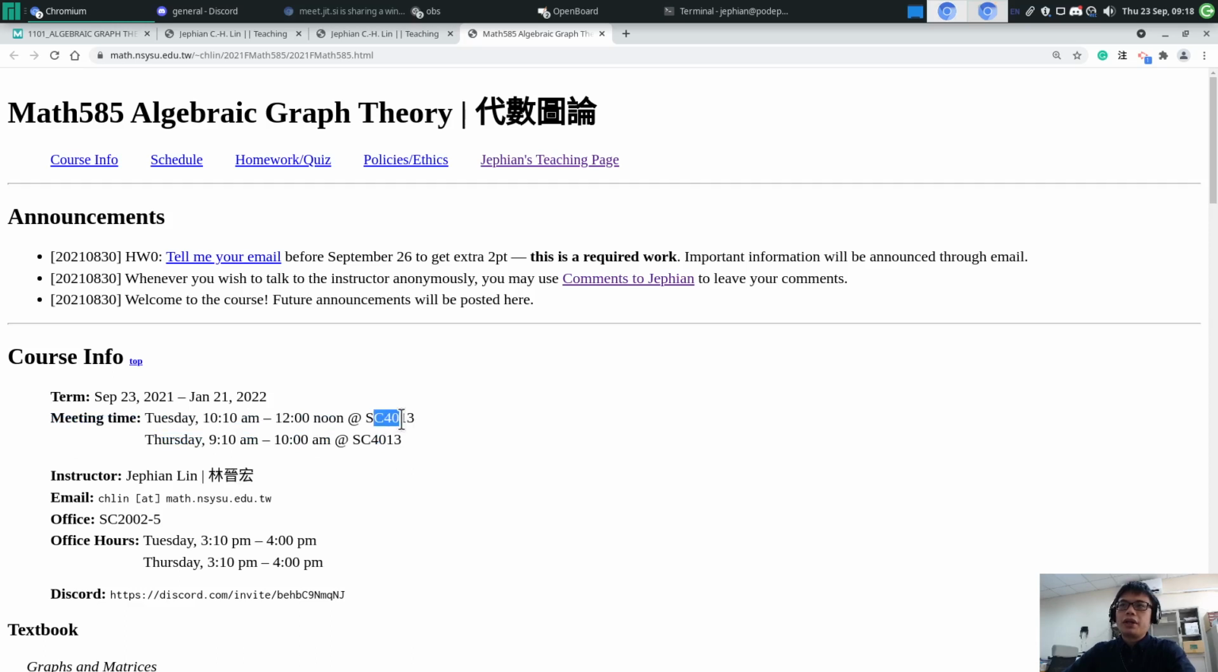In the future, I mean after 1 week, so today and next Tuesday, we are going to teach online, but starting from next Thursday, it is going to be in person. It is on the fourth floor of Science Building. SC stands for Science Building, which is where the Department of Mathematics is. So fourth floor, 4013 classroom. So you can try to find that place. And my office is on the second floor. Anyway, the easiest thing to remember is if you have any question, try to send me an email.